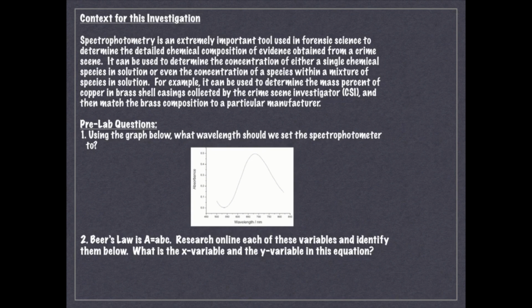What we're going to be using in this lab extensively is called Beer's Law. Now, Beer's Law is A equals abc, so what I want you to do is research online each of these variables and then identify them below. Then, if this is the equation we're using, what do you think your x variable will be and what do you think your y variable will be? I'm not going to be giving you what each of them represents, but capital A, that's going to be your y, and the lowercase c, that's going to be your x. So you've got to figure out what those represent.